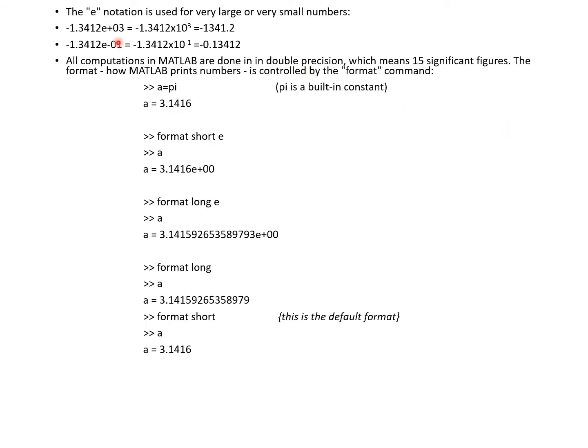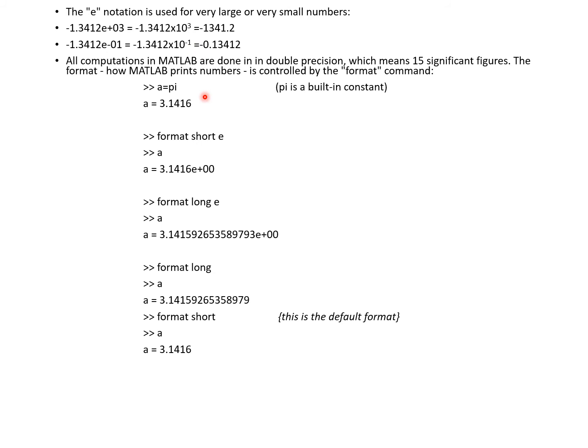So you might encounter E. E is used for notation for very large or very small numbers. If you see negative 1.3412 E3, that means it's negative 1.3412 times 10 raised to 3. If you see a negative exponent, it will just be times 10 to negative 1.